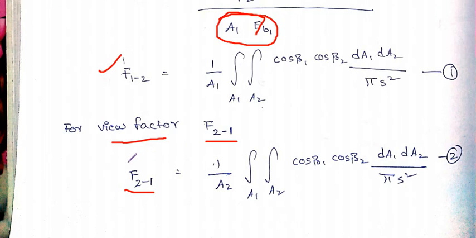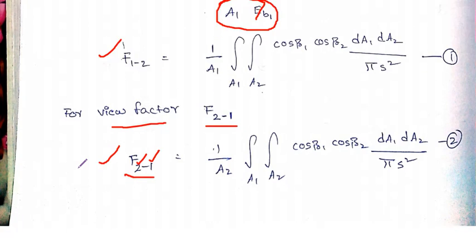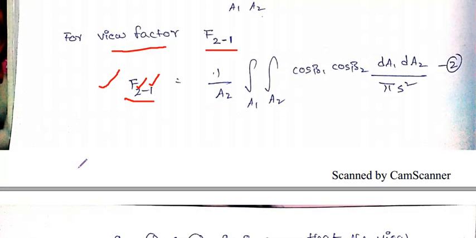The radiation energy leaving the surface 2 and striking the surface 1, the view factor in this case is F2 to 1. So this is the expression for the view factor when it is from 2 to 1. Let it be equation 2.